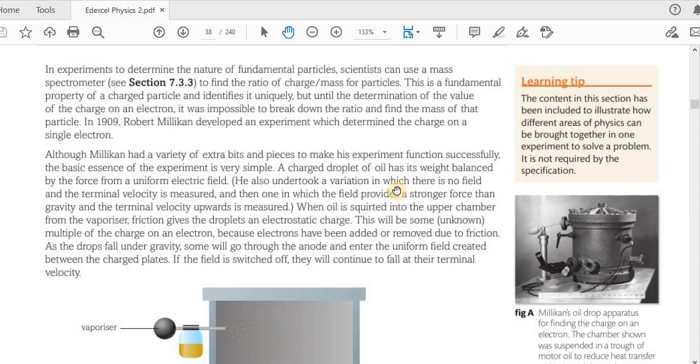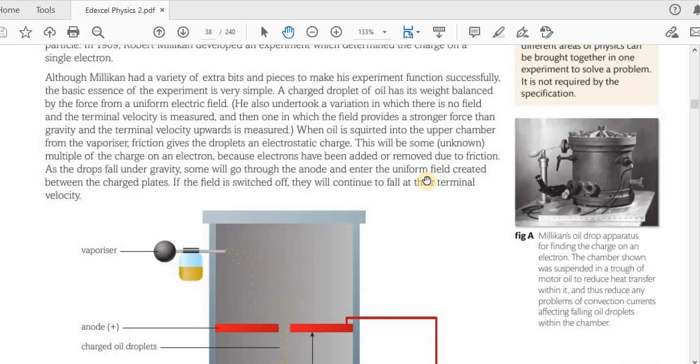Although Millikan had a variety of extra bits and pieces to make his experiment function successfully, the basic essence of the experiment is very simple. A charged oil drop had its weight balanced by the force from a uniform electric field. He also undertook a variation in which there is no field and the terminal velocity is determined.